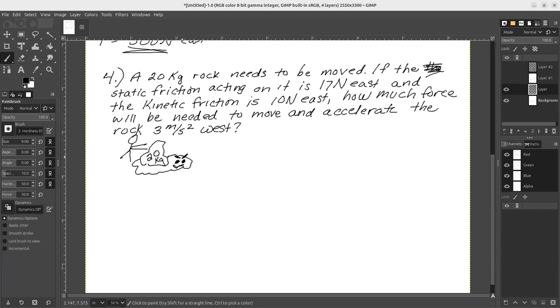Okay, so what do we have? We need to start it going. So to start it, what are we going to need to put into it? Static is static. So the static friction acting on it is 17 newtons east. So to start it, we're going to need just a little bit more than 17 newtons west.